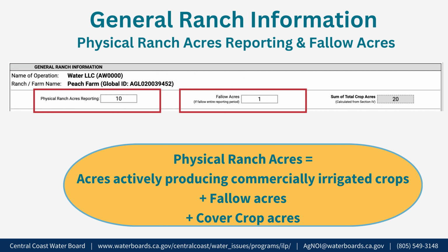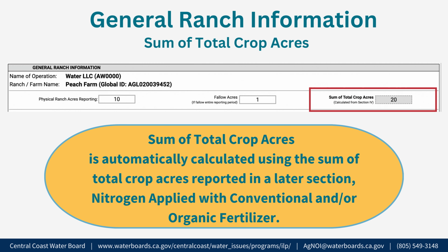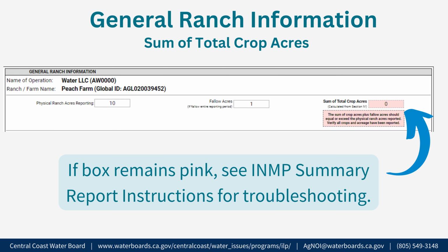The Physical Ranch Acres box is automatically populated with information from the irrigated acreage reported in the ENOI but can be overwritten. The sum of total crop acres value is automatically calculated using the sum of total crop acres reported in a later section, nitrogen applied with conventional and organic fertilizers. After completing this section, check to see if the sum of total crop acres box has turned gray. If so, all reported acres are accounted for. If the box remains highlighted pink, please see the INMP Summary Report instructions for troubleshooting this error.